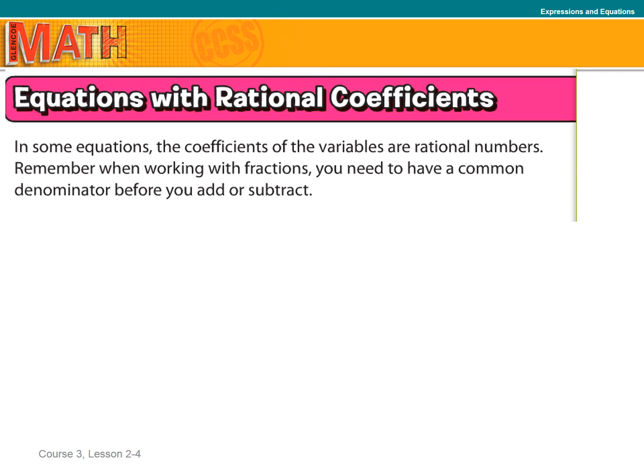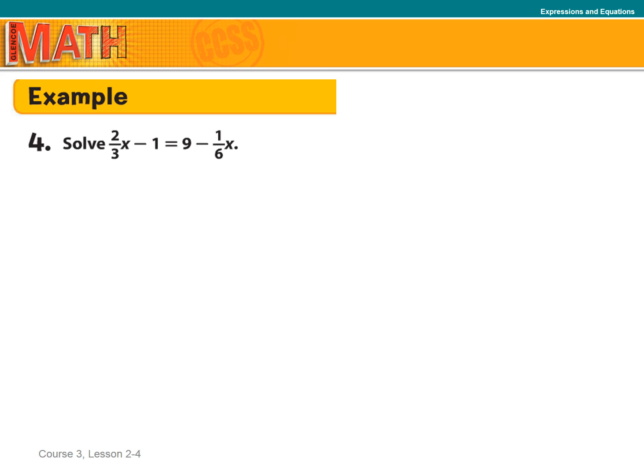Equations with rational coefficients. In some equations, the coefficients of the variables are rational numbers. Remember, when working with fractions, you need to have a common denominator before you add or subtract. So for example 4, we have solve 2/3 times x minus 1 is equal to 9 minus 1/6 times x. I notice my denominators are different. So I'm going to need to find a common denominator, and I know that 3 and 6 have a common denominator of 6. So what I'm going to do is multiply this fraction by 2.